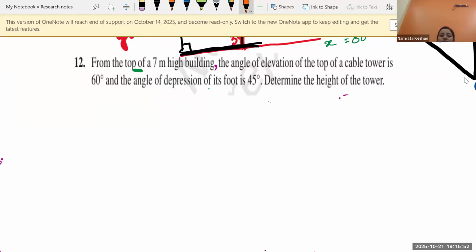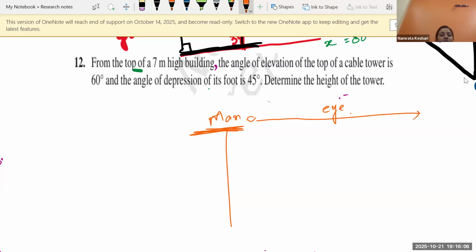Suppose someone is sitting on the top here. A man is sitting over here. So here I will be, and the eye level will be like this. You call it eye level, you call it horizontal line. It's the same, right? Yes, ma'am.